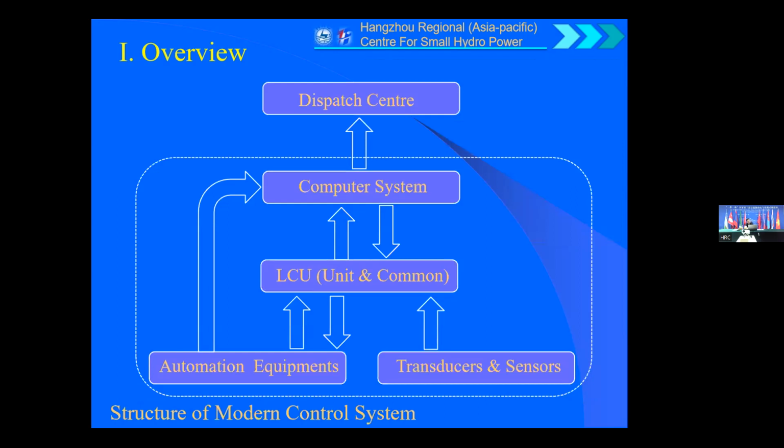Okay, this is the structure of modern control system. We connected all the automation equipment, transducers, and sensors through the LCU. Okay, and the LCU will communicate with computer system, and the computer system sometimes will send data to the dispatch center, and sometimes the computer system will directly communicate with some of the automation equipment. Okay, that's the structure of modern control system.